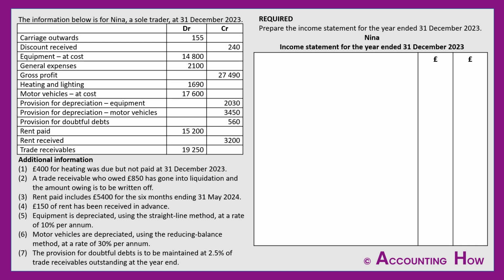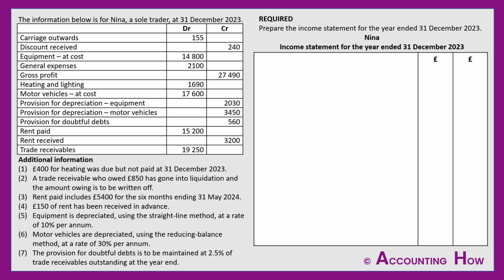Some heating expenses, some motor vehicles, depreciation. She's got a provision for doubtful debts. And then it looks like she's got rent that she pays, but also rent that she receives. And they've given me the trade receivables. And then underneath, I've got 7 items of additional information that I will need to deal with. The question is asking me to prepare the income statement for the year ended 31st December 2023. You'll see I've laid it out ready to go with a who, what, when title: Nina, an income statement, for the year ended 31st December 2023.